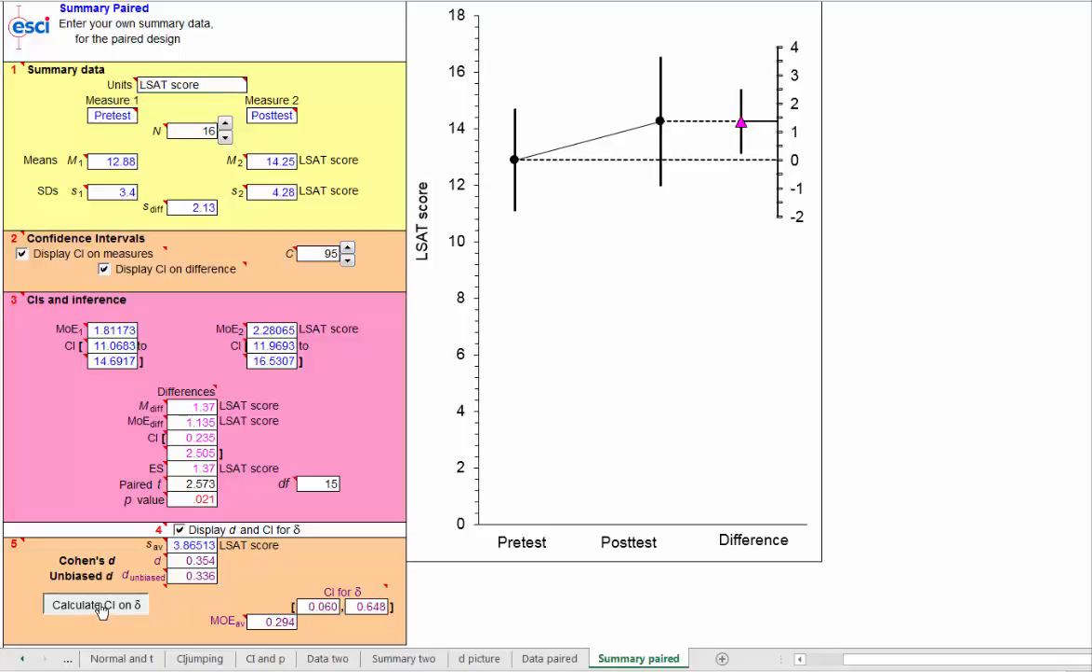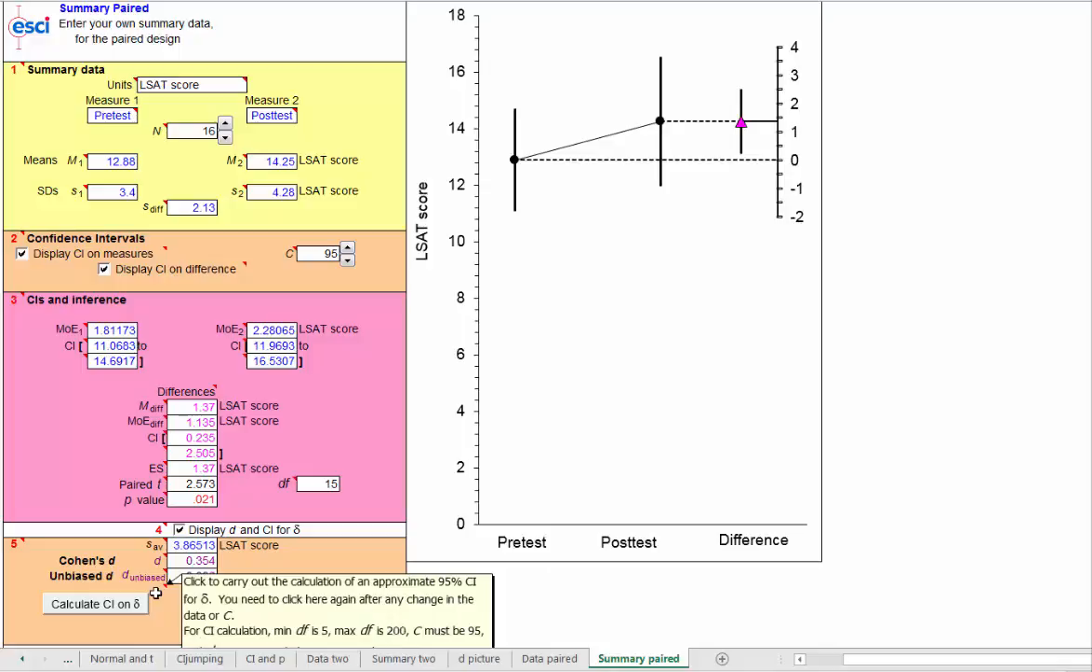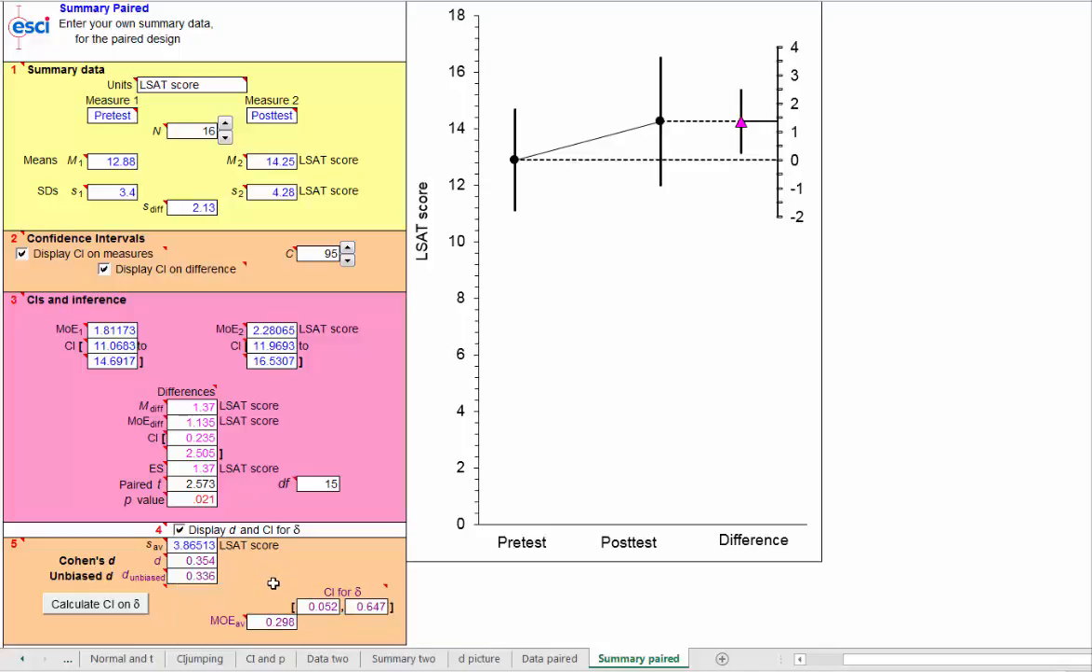Now, let's calculate the confidence interval for Cohen's delta, the standardized effect size in the population. Press the button, and off it goes, and there it is. If you read these pop-outs, you'll see there are some limitations on the situations in which ESCI can calculate a confidence interval for delta, but only rarely does that make much difference in practice. So here's our point estimate, 0.34 d unbiased, and the confidence interval on that from 0.05 to 0.65, a very wide confidence interval reflecting this really quite long confidence interval on the original unit's effect size there.